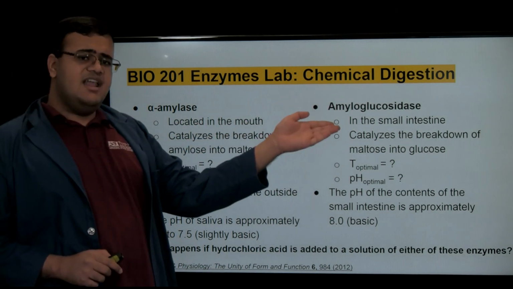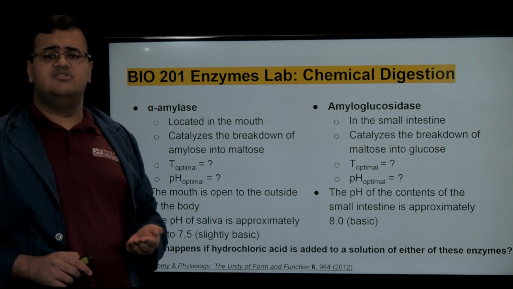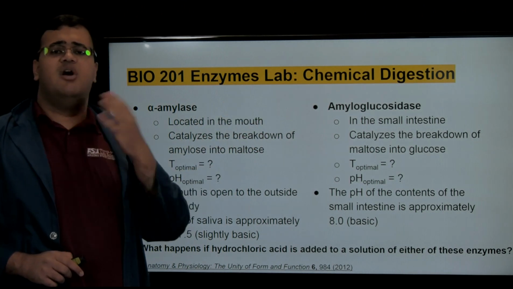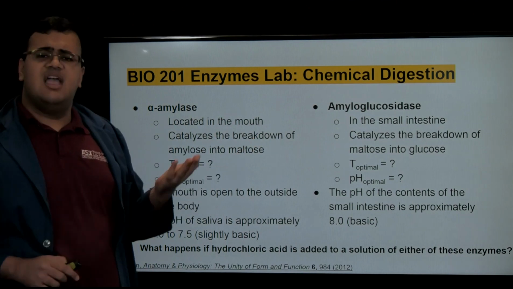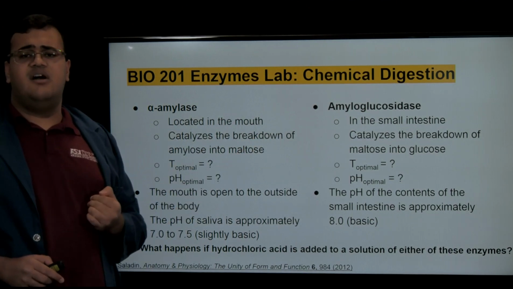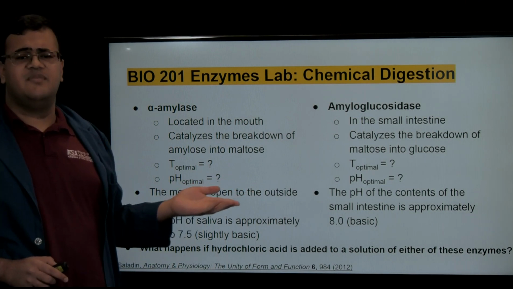As for amyloglucosidase, it's located in the small intestine. It catalyzes the breakdown of maltose, so glucose bonded to glucose, into just individual glucose monosaccharides. What would be its optimal temperature and optimal pH? And I will tell you that the pH of the contents of the small intestine is approximately 8.0, so basic.